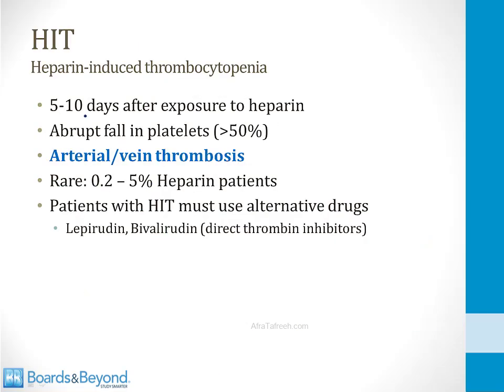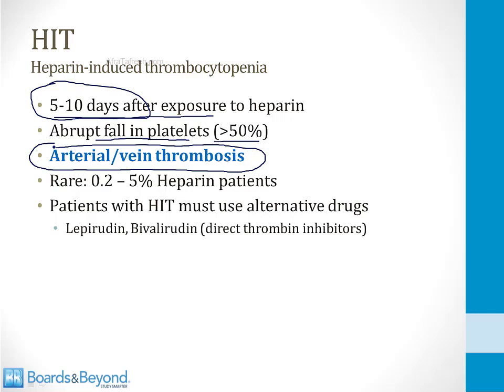So heparin-induced thrombocytopenia occurs 5 to 10 days after exposure to heparin. That's because it takes a few days for those antibodies to form. There's an abrupt and significant fall in platelets, usually greater than 50%, so a much greater fall in the platelet count than in the non-immune thrombocytopenia we talked about before. And then the serious and life-threatening part of heparin-induced thrombocytopenia is the formation of arterial and venous thromboses. So these patients can develop DVTs, they can get ischemic limbs and have blue toes. If you see a patient on heparin who develops a blood clot disorder, you should think of heparin-induced thrombocytopenia. Luckily, this is rare. It only occurs in a few percent of heparin patients.